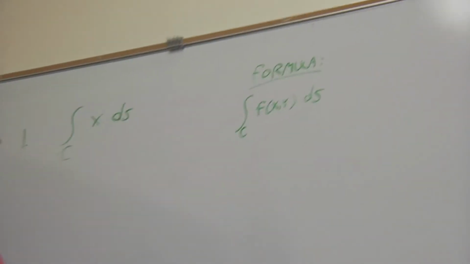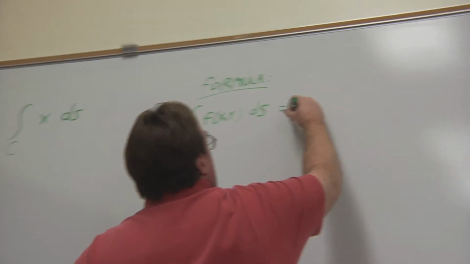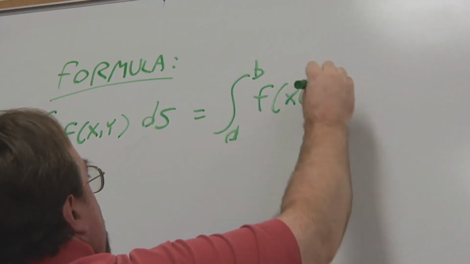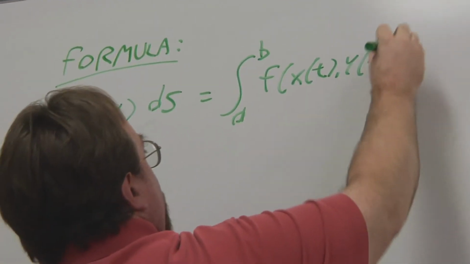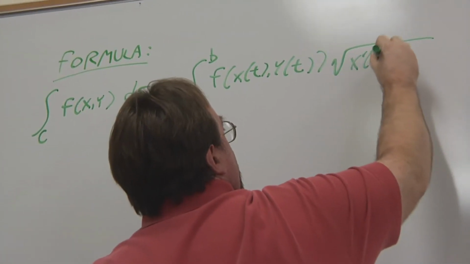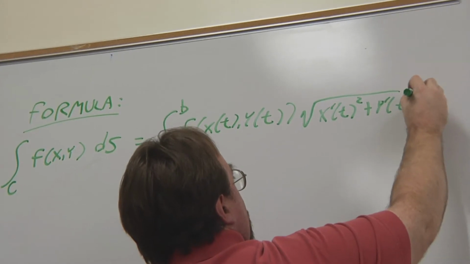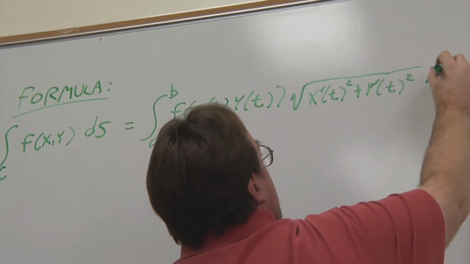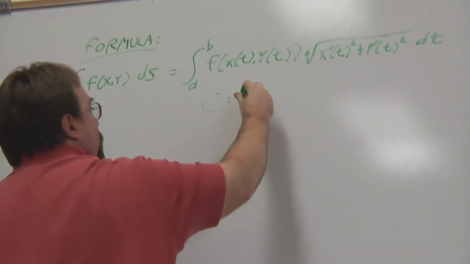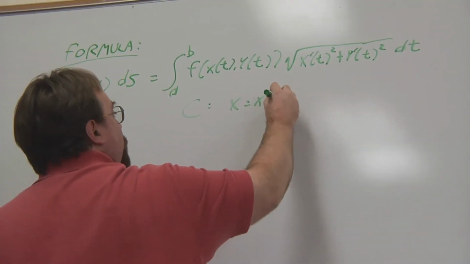along a curve. This is kind of like a formula for arc length. You substitute your parameterization, and then you have the derivatives of your parameterization, the square root of x prime of t squared plus y prime of t squared, dt. So the curve has these parametric equations.